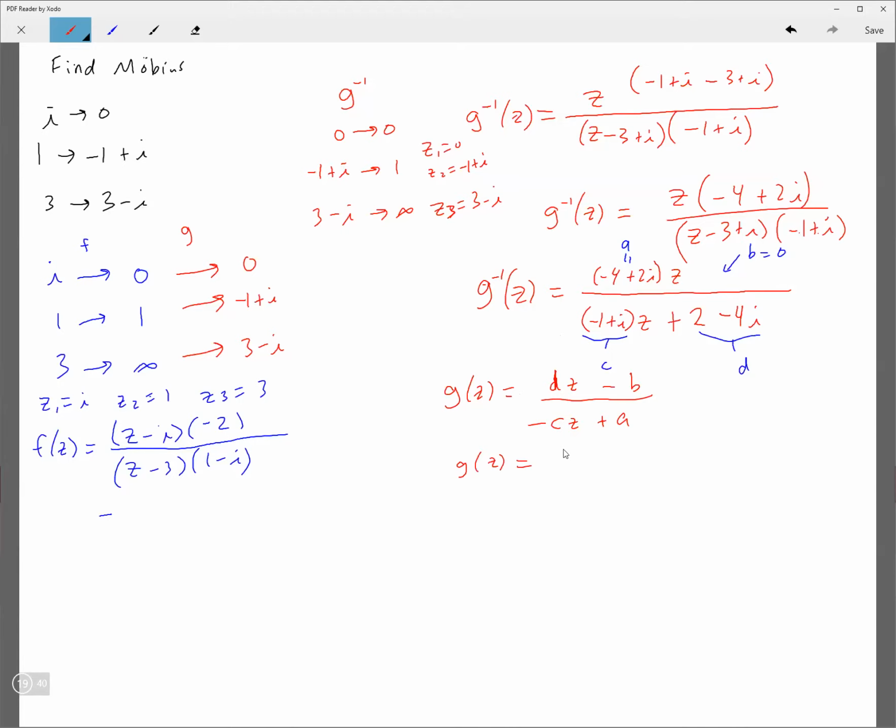Okay, so you just plug everything in. The D is this one, the 2 minus 4i, z. The B is 0, so that's gone. C is right here, but you're taking negative C, that would be 1 minus I. And then plus A, so it would be this one here. Okay, so there's my F, here's my G.